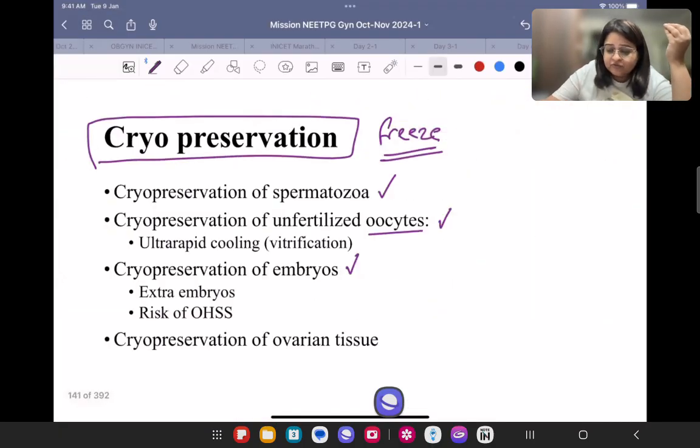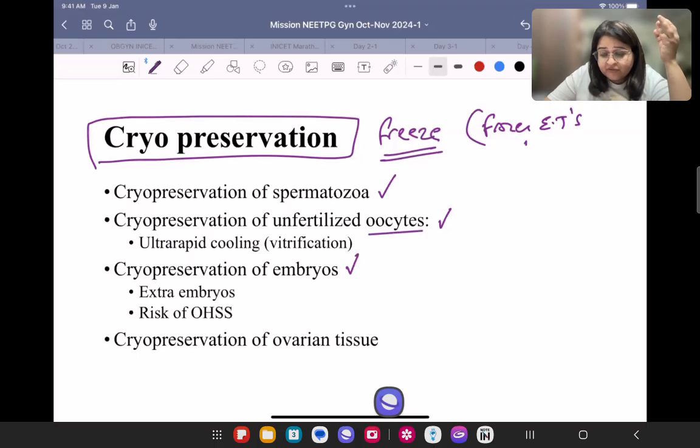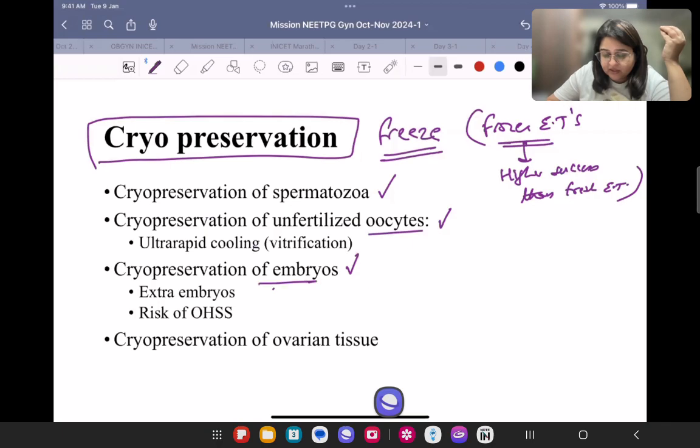Why is that done? So frozen transfers, for reasons which even I need to read up in more detail, frozen embryo transfer has a higher success rate than fresh transfer. Okay, so that's why frozen embryos are preferred. Also, apart from having a higher success rate, it is done whenever extra embryos are there, and it also reduces the risk of ovarian hyperstimulation syndrome.